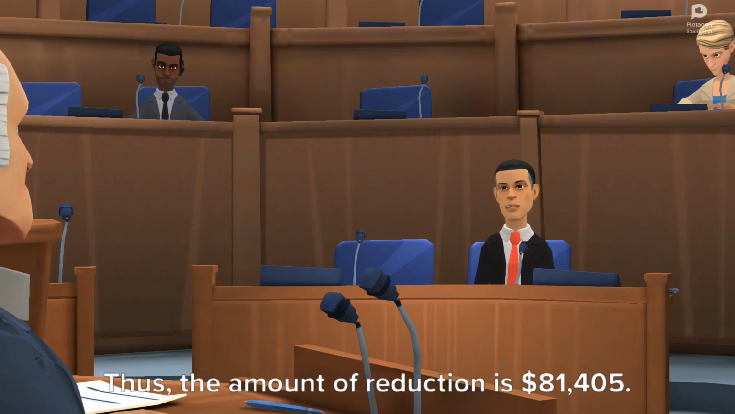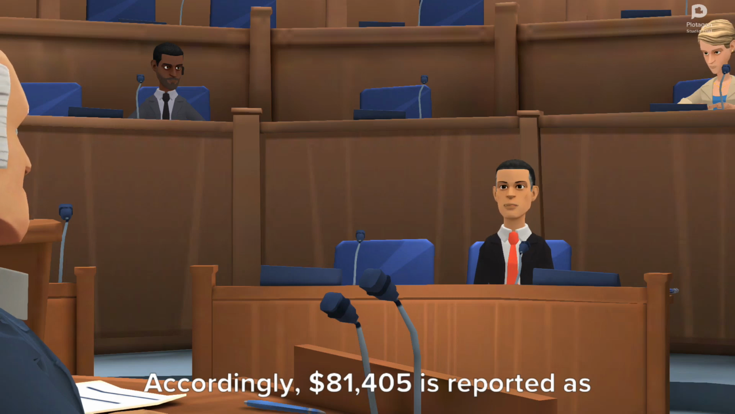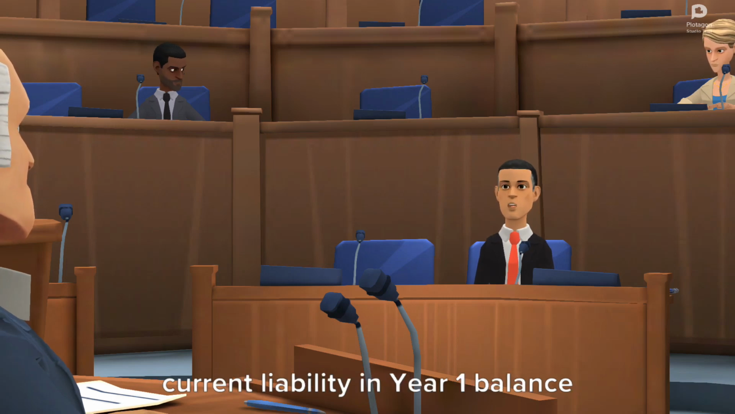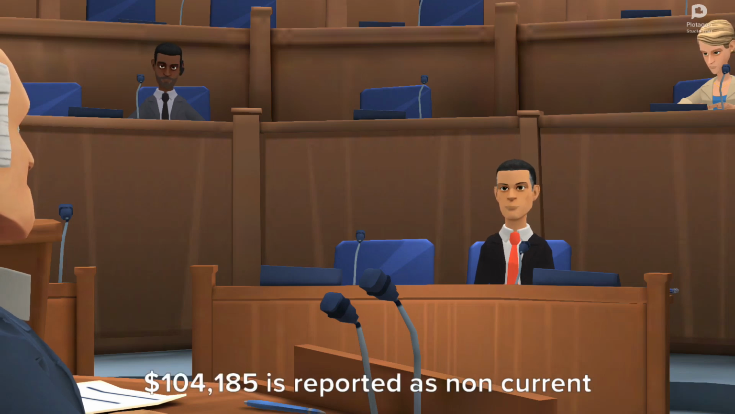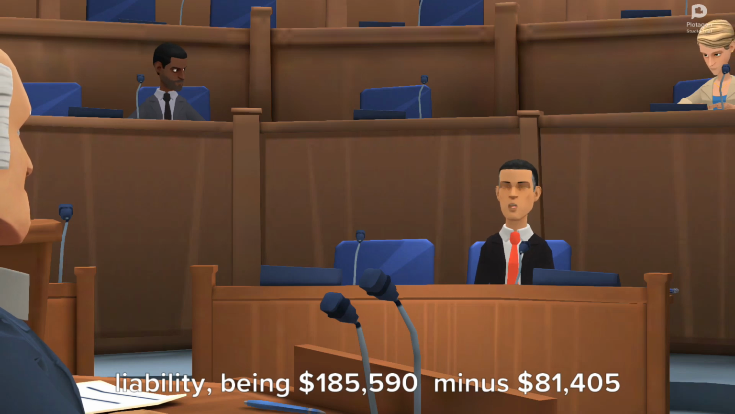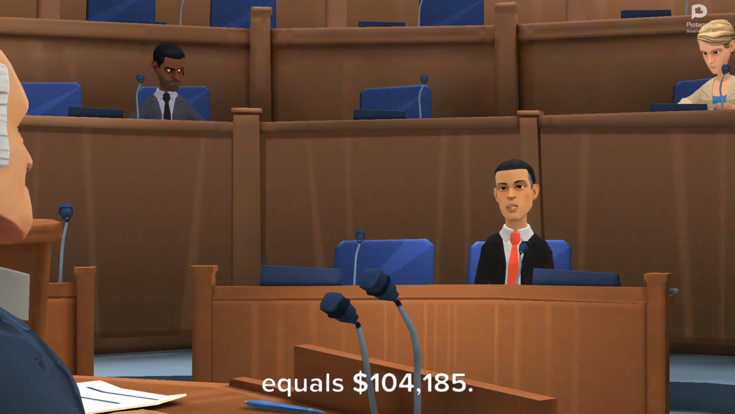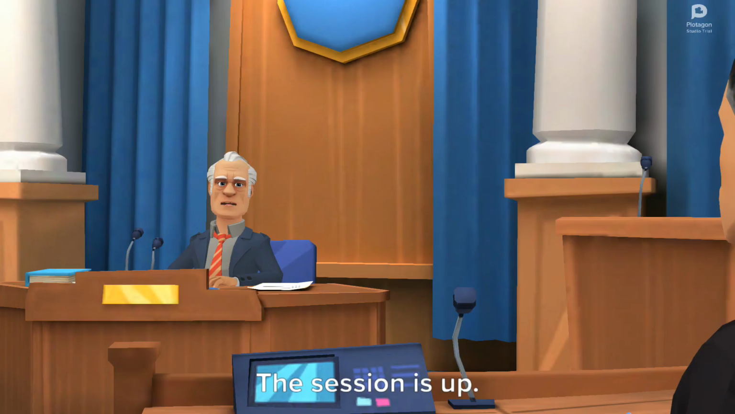Accordingly, $81,405 is reported as current liability in the year one balance sheet, and the remaining balance of $104,185 is reported as non-current liability, being $185,590 minus $81,405 equals $104,185.